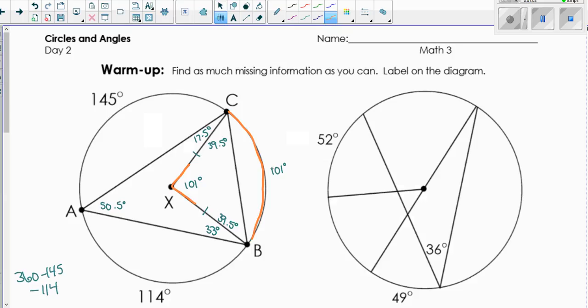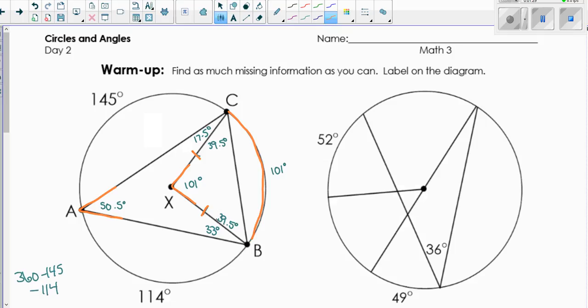And if this is 101, this is an inscribed angle to that same intercepted arc, so it's half of that, 50.5. Okay. Coming back to this angle of 101, this is an isosceles triangle. Since these two segments are congruent, since they're both radii of the circle, that means that in this isosceles triangle, these two angles have to be the same. So if you do 180 minus 101, divide that answer by 2, you get 39.5.